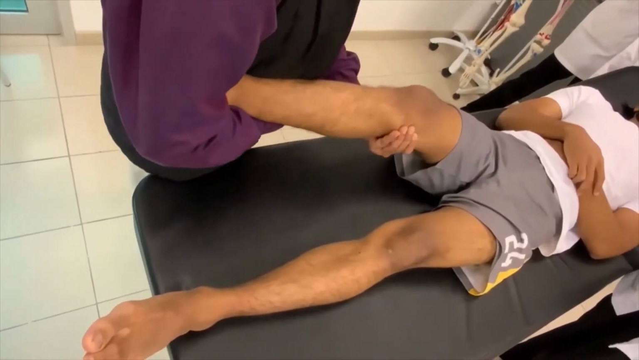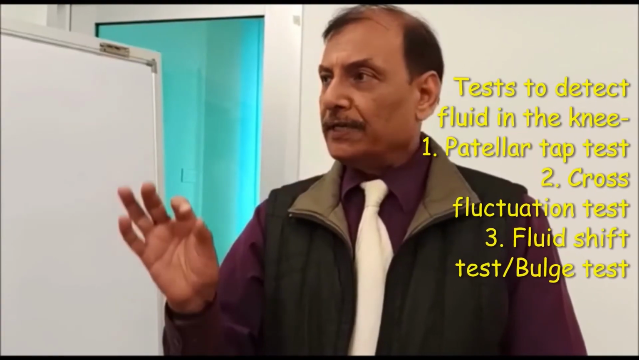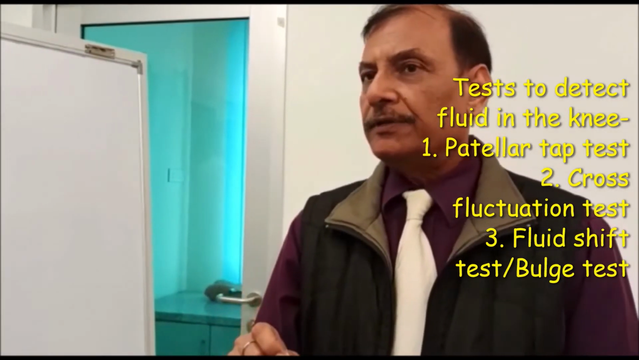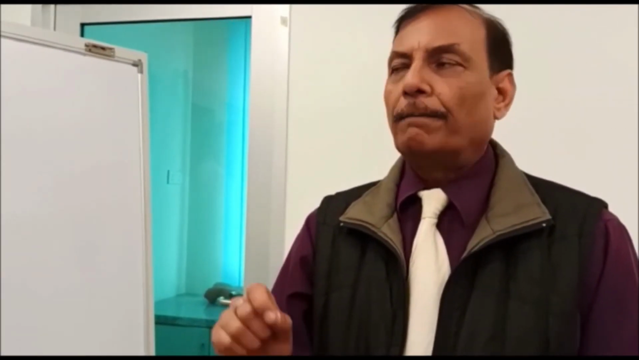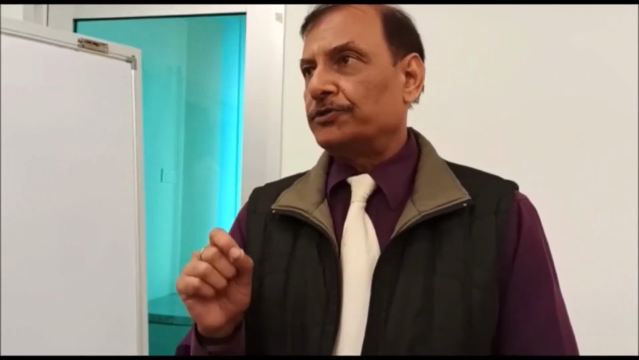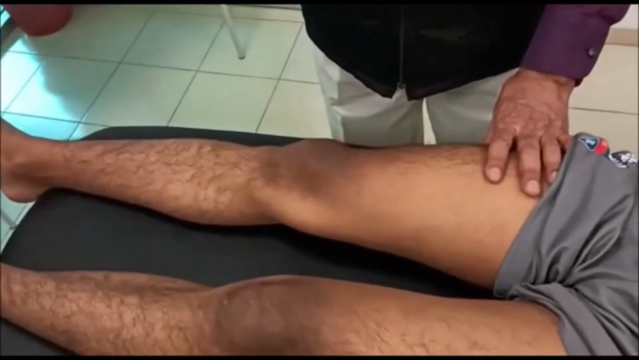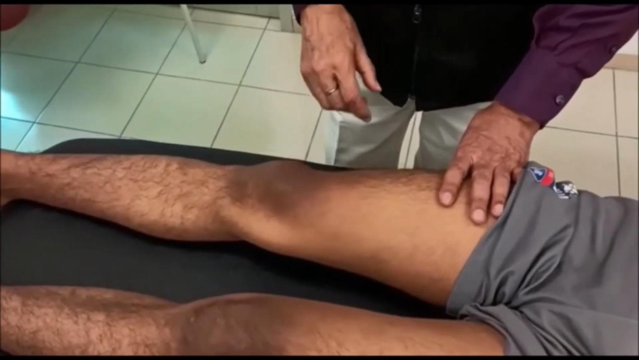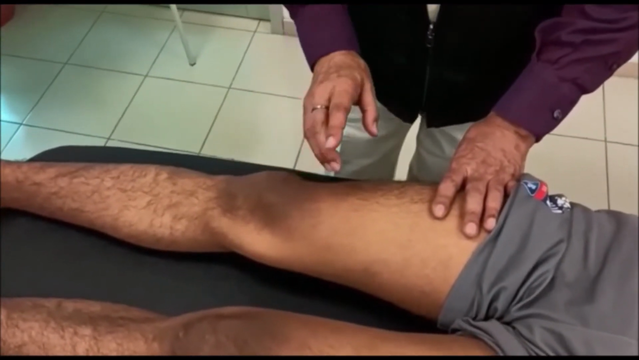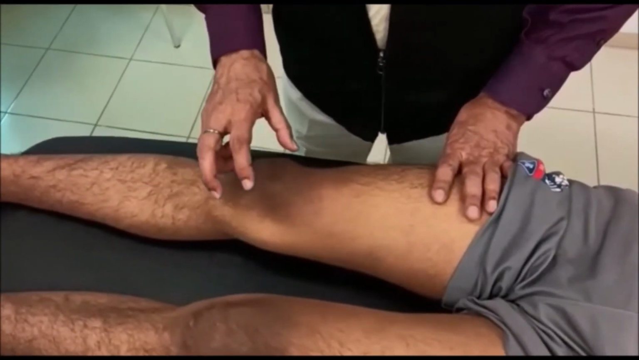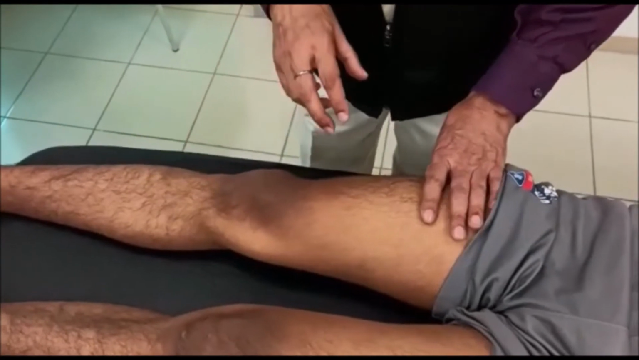It is easy now. One is the patellar tap test, another is the cross fluctuation test, and the third one is the bulge test, also called the fluid shift test. So let us do one by one. I am demonstrating now the patellar tap test. In the patellar tap test, you have to milk the fluid from the suprapatellar bursa to the patellofemoral compartment. And that is what I am doing now.